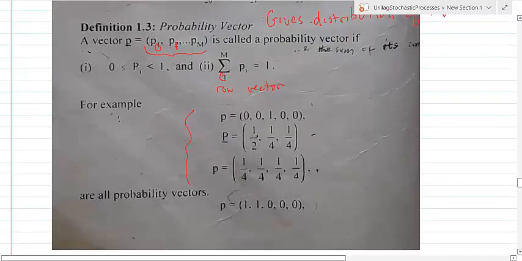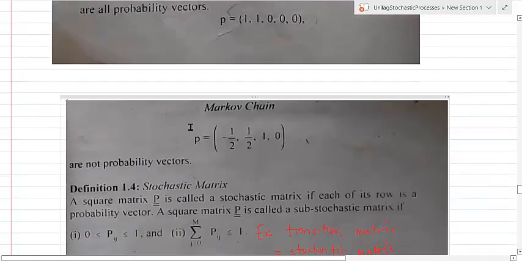So let's see some examples. These are all probability vectors. The first one involves 5 states. So your state space would be 0, 1, 2, 3, 4. Second one involves 3 states. Your states would be 0, 1, 2. Third one involves 4 states, 0, 1, 2, 3. Now, of course, this is not a probability vector because they don't sum to 1. And negative numbers also do not give you a probability vector.